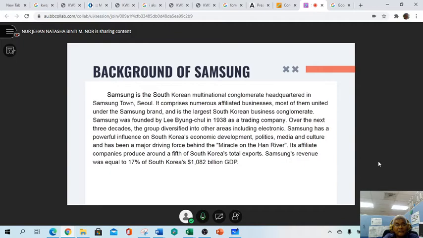Its affiliate companies produced around a fifth of South Korea's total exports. Samsung's revenue was equal to 17% of South Korea's 132 billion GDP.